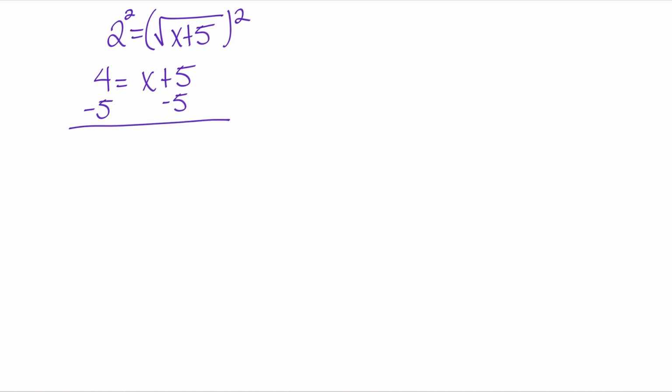So now that I have 2 equals the square root of x plus 5, I can undo the square root by squaring both sides of this equation. So when I square both sides, I get 4 equals x plus 5. Now finally, I'm going to solve by subtracting 5 from both sides, which gives me negative 1 equals x.